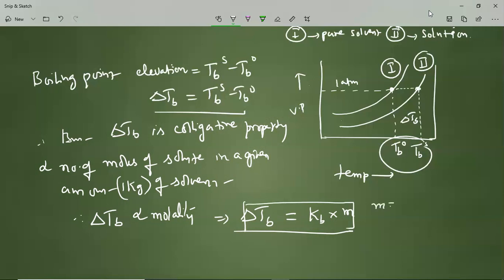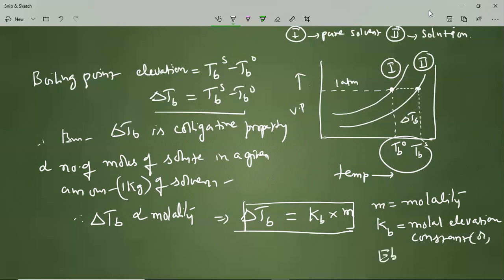Here small m is molality, and Kb is called the molal elevation constant, or ebullioscopic constant, which is nothing but delta TB when the solution is 1 molal.